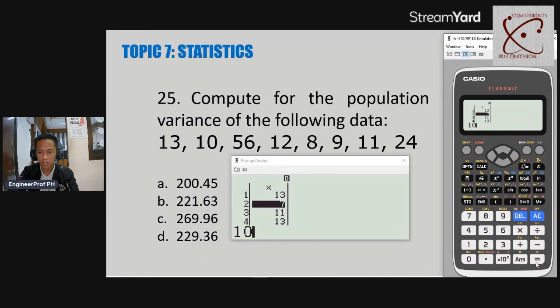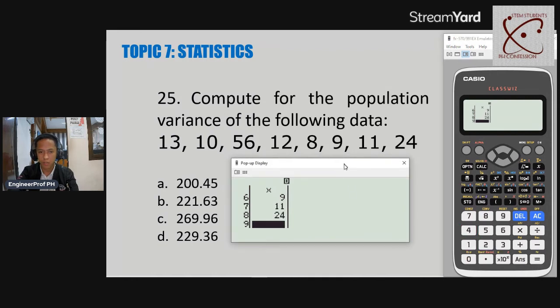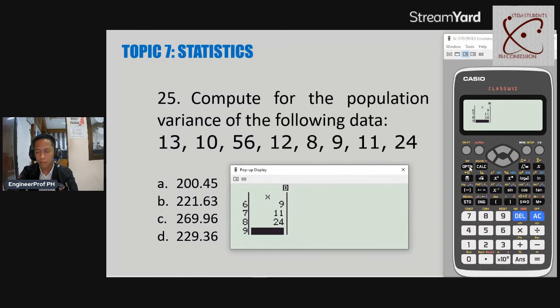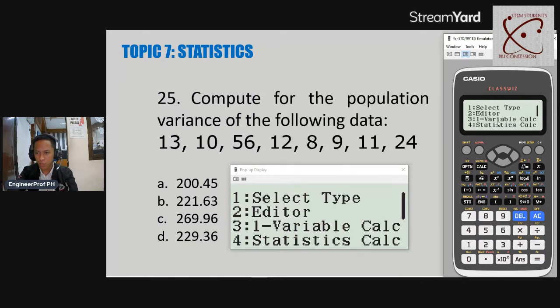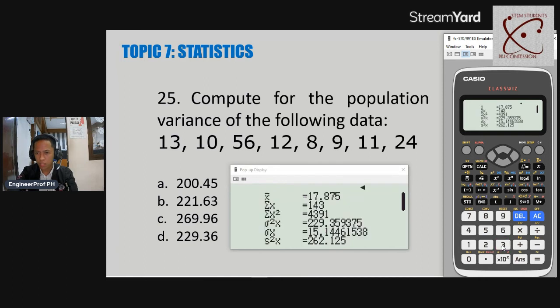Second data 10. For the third data 56. For the fourth data 12. 12 equals. Next data 8 equals 9 equals 11 equals 24 equals. Okay na. Kompleto na sila. 8 terms. Then press again option and one variable calculation 3. Okay. Automatic, bibigyan ka na ni Casio ng mga data.